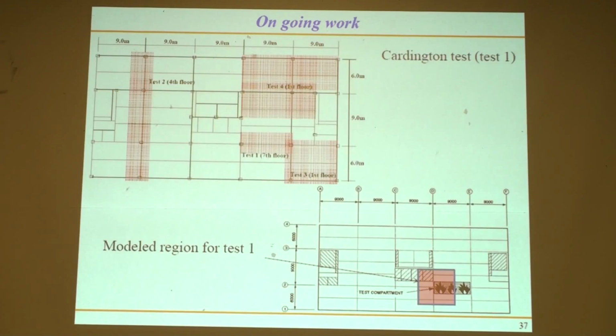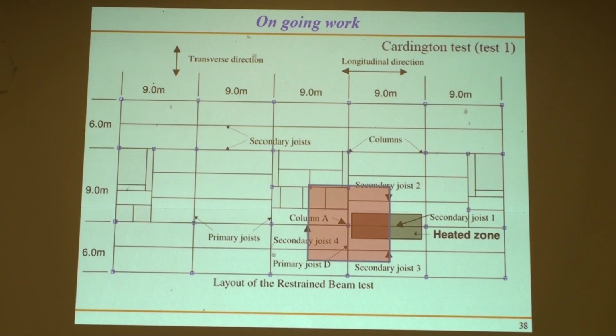And they actually had different tests, test 1, 2, 3, and 4. Right now we're only modeling test 1, which is on the floor. They applied, just to this beam, a concentrated fire. So that's the region that we're modeling.